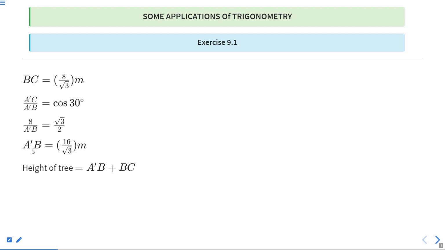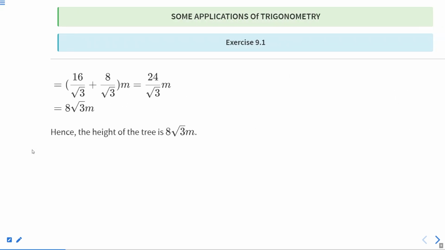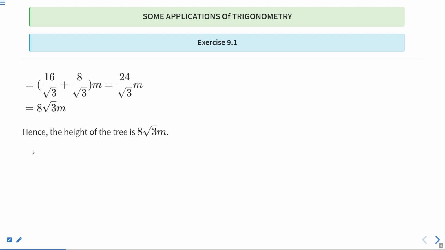Okay, so now height of the tree is equal to SB plus BC, and now this is equal to 16 by root 3 plus 8 by root 3 meter. Okay, and if we simplify it, then you will get 24 by root 3 meter, and this is equal to 8 times root 3 meter. Okay, so hence the height of the tree is 8 times root 3 meter.